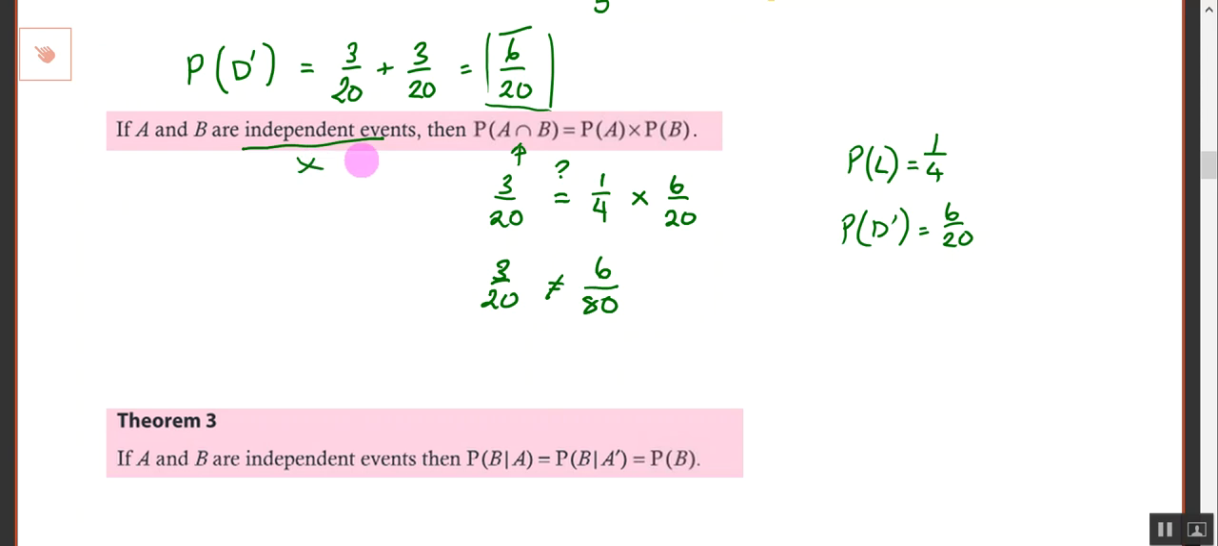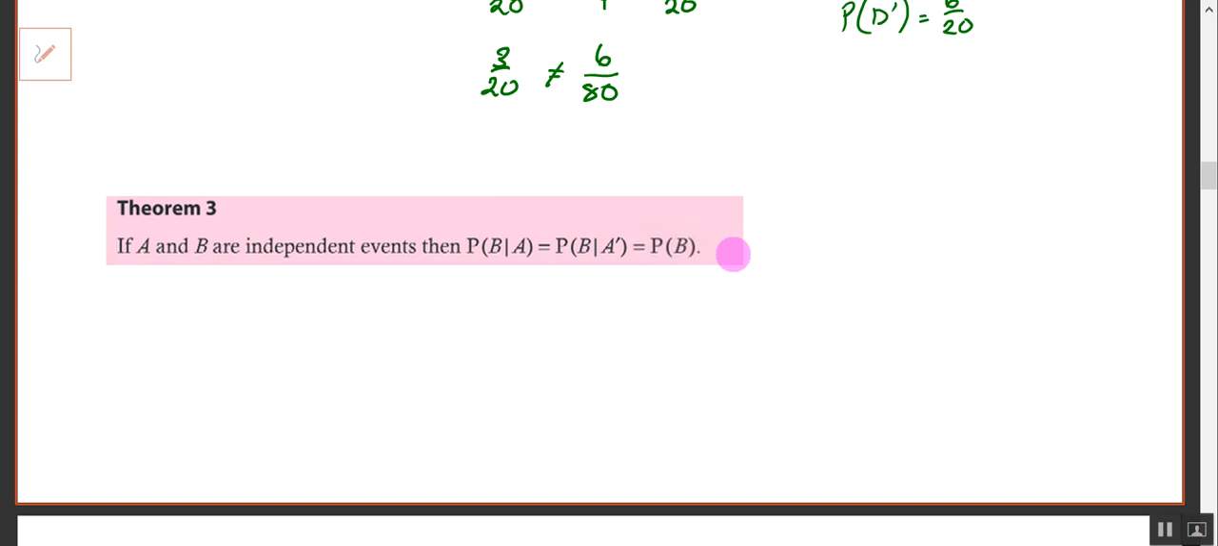Okay, so that's using... But the focus is this one. This is where the confusion comes in, because it looks like what you've been doing, just the multiplication law, but that's only working if they're independent, right? Okay. Any questions on that? Was it all right?